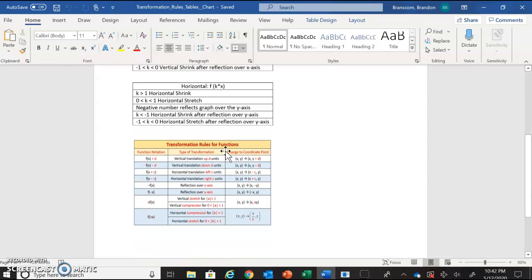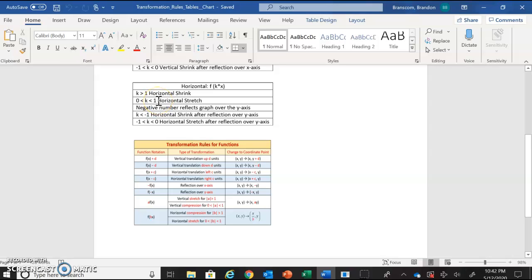Okay, well, what about this transformation? This is the one we just talked about. So if it's f of k times x in the parentheses, if k is greater than 1, that's a horizontal shrink because it's going horizontally more slowly.